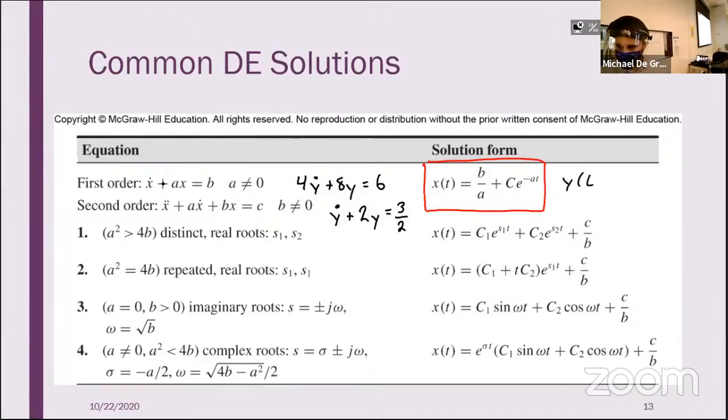So that would mean that y of t would be equal to b, which is 3/2 divided by 2. Well, isn't that just 3/4? Plus c e to the negative 2t. If you evaluate that at y of 0 equal to 3, you'll get 2.25 e to the negative 2t plus 3/4.